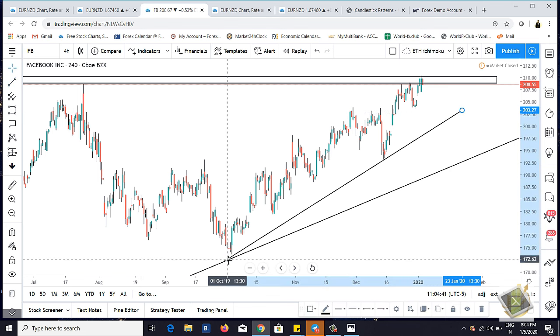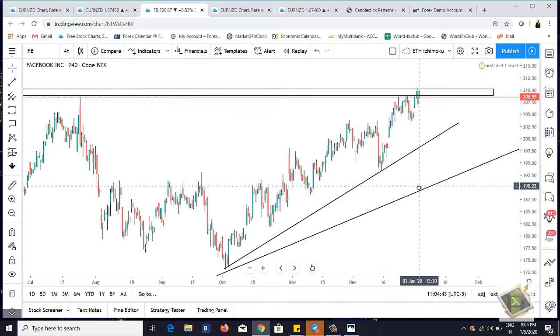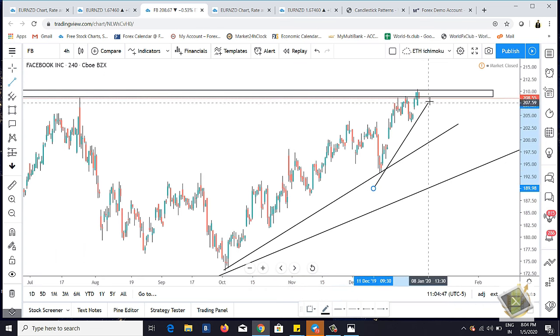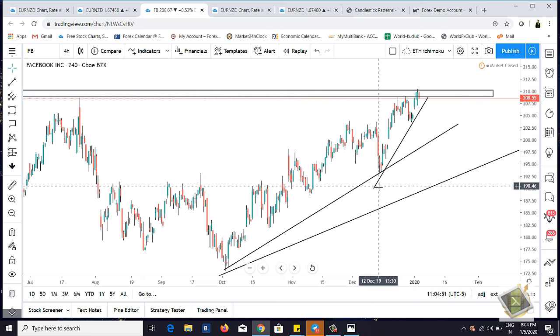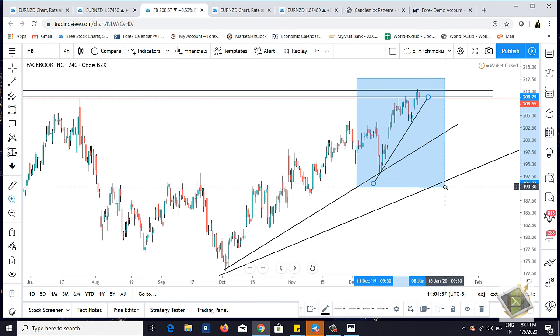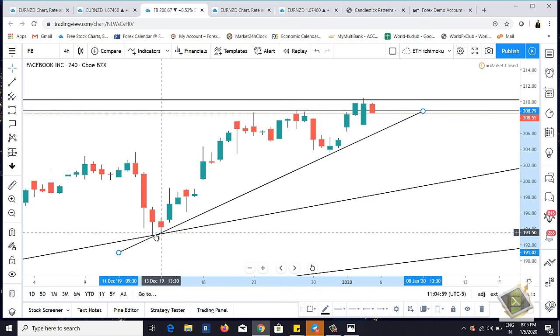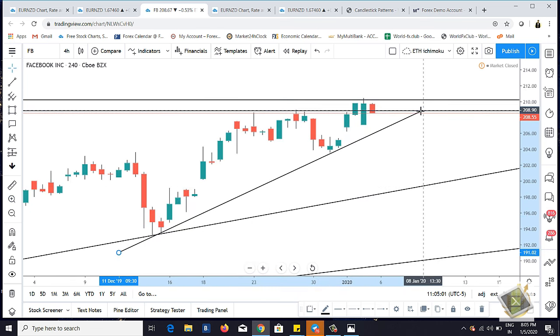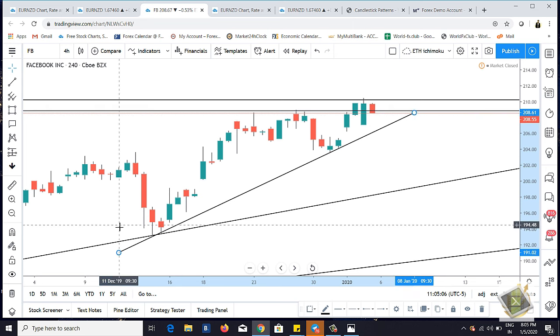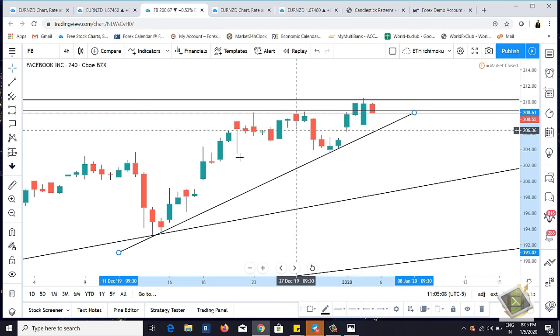Okay, correcting this, then I will draw one more trend line. I told you, you can draw as many trend lines as you want. Okay, so key area, I will zoom in. Price is respecting this level, price is respecting this level, right? Respecting this level, respecting this, it is going higher highs, it is going like this.